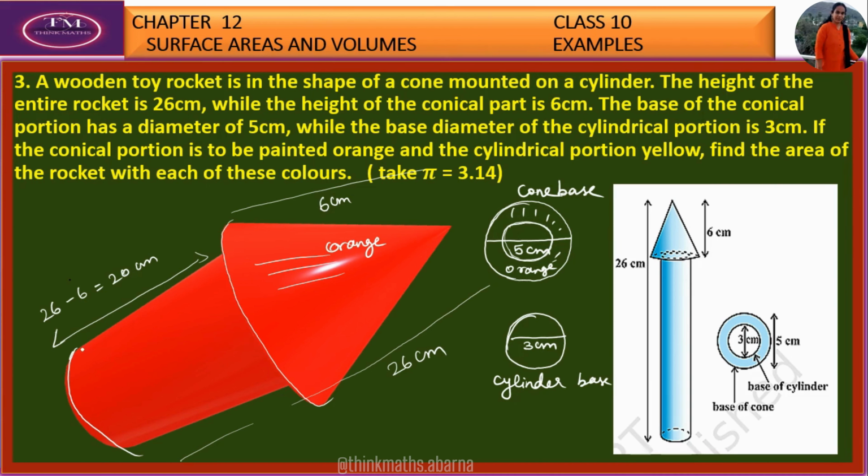Now, how to color the cylinder? What is the color of the cylinder? It is yellow. So this part will be colored yellow, and the base area will also be colored yellow. Okay, children, can you understand? I will show this with practical objects.